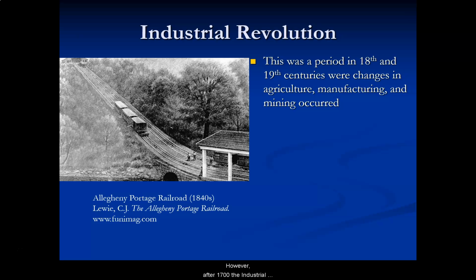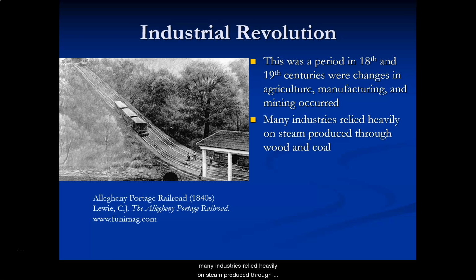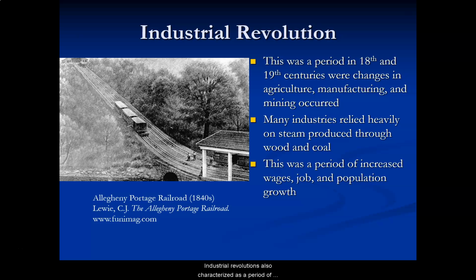However, after the 1700s, the Industrial Revolution began. The Industrial Revolution was a period within the 18th and 19th centuries where changes in agricultural, manufacturing, and mining occurred. Many industries relied heavily on steam produced through wood and coal, and were moving away from water and wind energy. The Industrial Revolution is also characterized as a period of increased wages, jobs, and population growth. In the picture on the left, you can see the Allegheny Portage Railroad, and you can still visit some of the sites nearby.